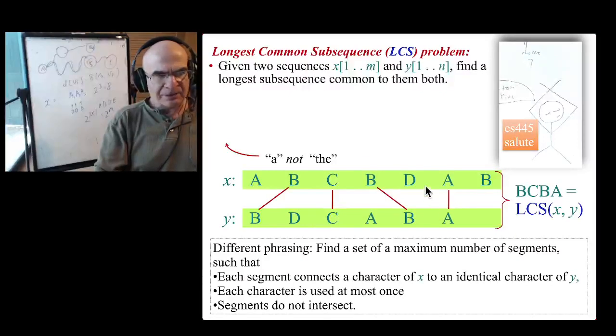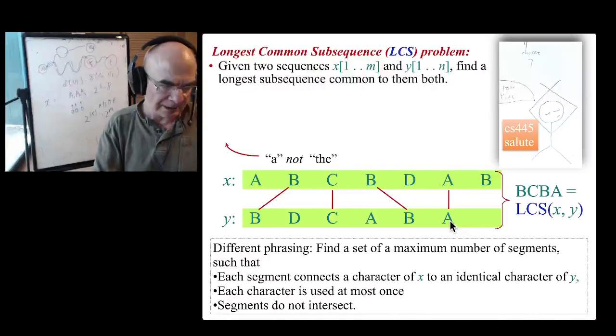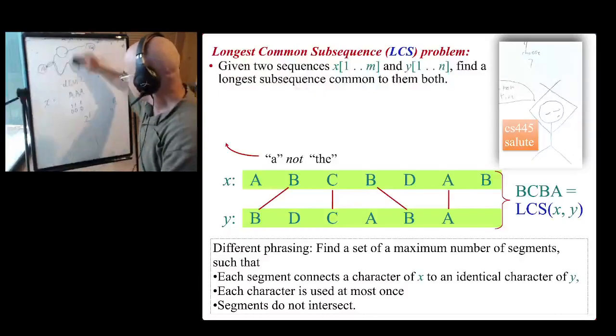But now let's think about these segments that I just drew. These segments connect the same letter of X to the same letter of Y, and I need to choose what are the segments that I'm connecting. A letter, a character, can be matched only to a single character of the other side. And let's draw a quick example.